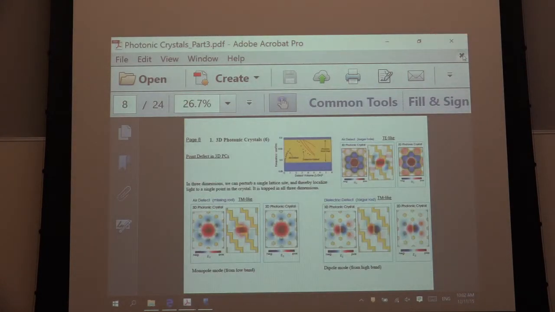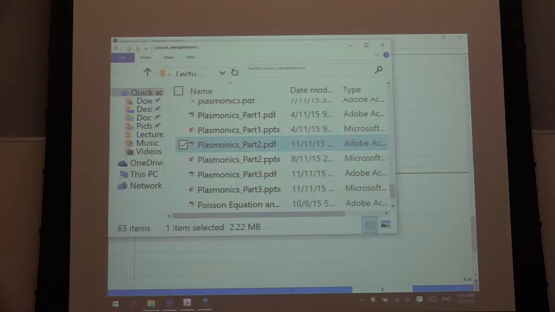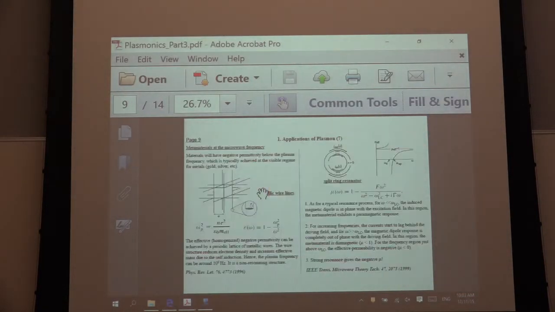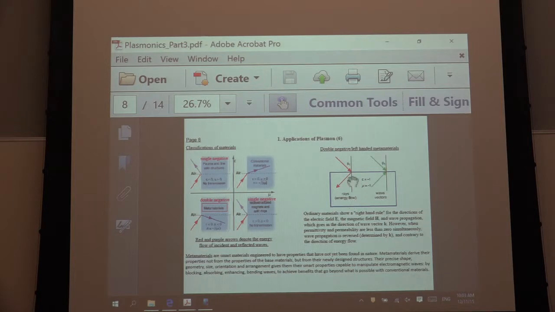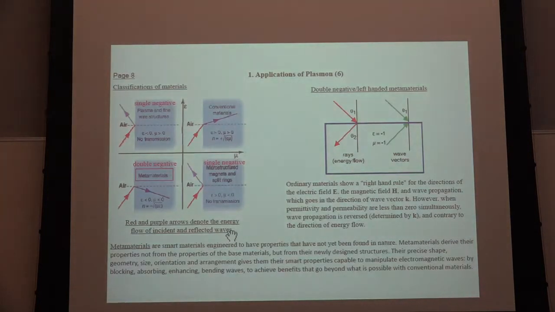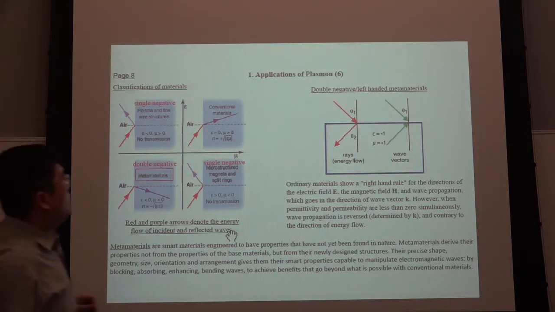Sorry, it's not right. Plasmonic part 2. Go down this. Okay, so I should use full screen. Let me see this.